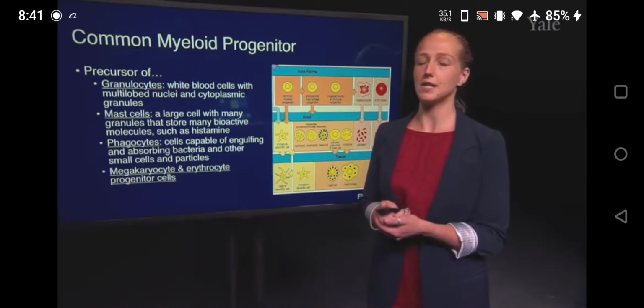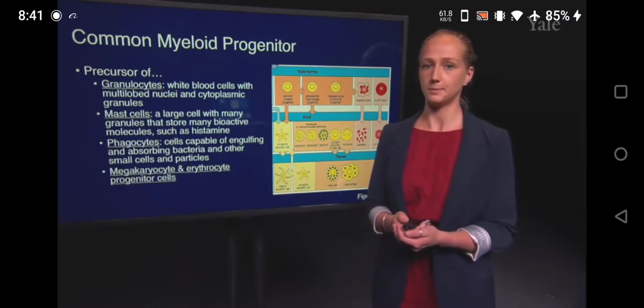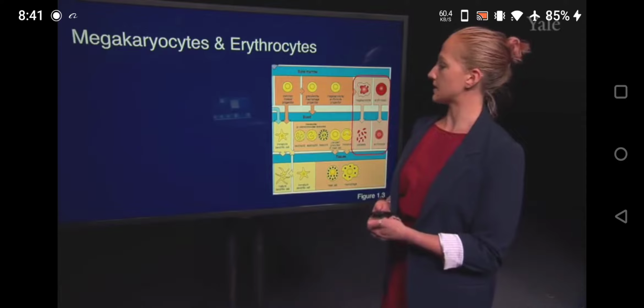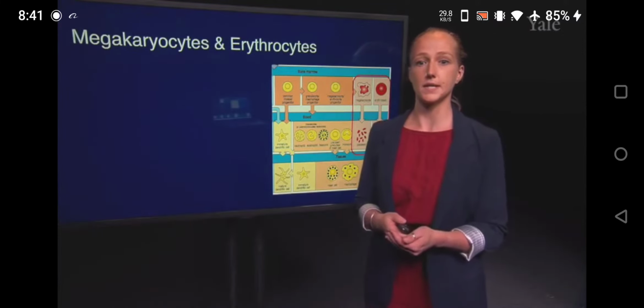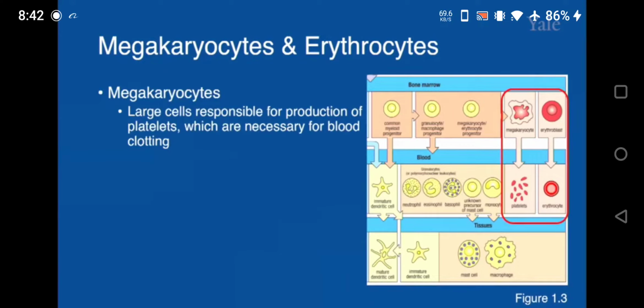So now let's dive a little bit deeper and understand all the various functions that these cells have. So first, let's talk about the megakaryocytes and erythrocytes. I don't want to go too much into detail about these cells, but it's important to understand that these also arise in the bone marrow because they're both components of blood. Megakaryocytes are very large cells, as you can see here, that are responsible for the production of platelets, which are really necessary in blood clotting, which is important in wound healing.